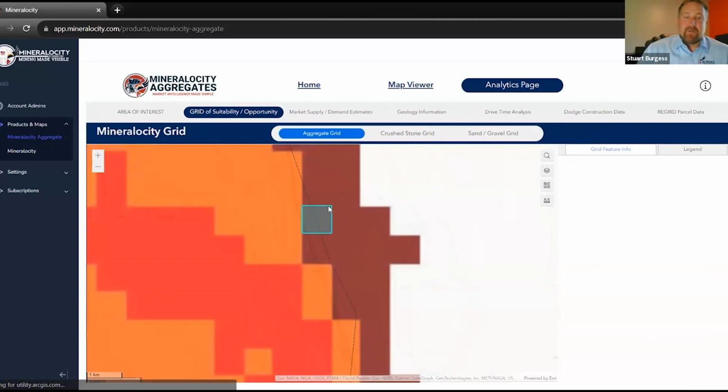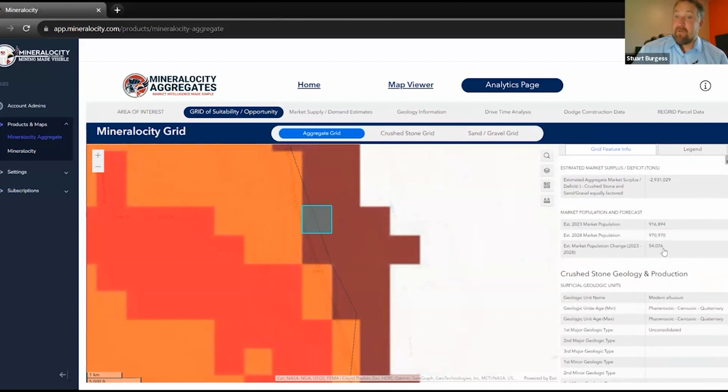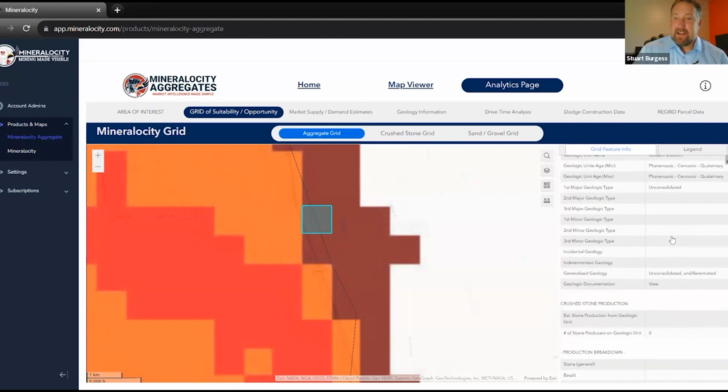So let's click on one of these squares, a half mile by half mile square. We can see over here that there is a large demand, a smaller supply, a significant deficit. Population growth is expected to be really good. Now, this is within the truck market. So just within the truck market, you could probably put an operation here that produces upwards of 500,000 tons a year. It would find a local market just with trucking. But we're also on the rail. And so we'll dig a little bit deeper into how we can utilize that.